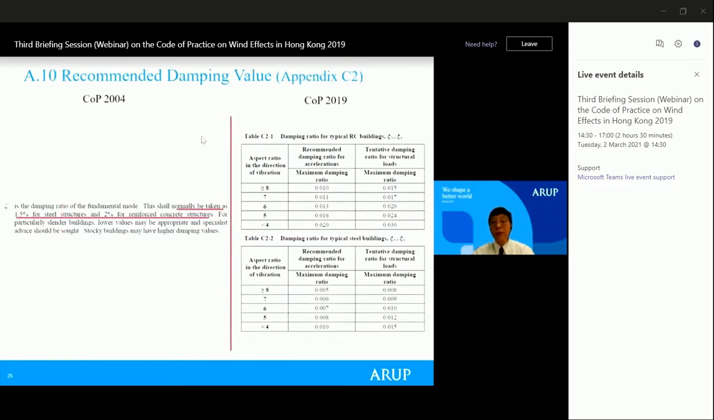And for damping, in the 2004 code, a constant value of damping ratio is given for two materials, which are steel and concrete, and it does not distinguish the damping ratio for structural wind load or for human comfort. In the 2019 code, we provide clearer guidance or recommendation of the damping ratio based on building material and aspect ratio. And it also provides two sets of damping ratio, one for calculating the structural wind load and one for the comfort.